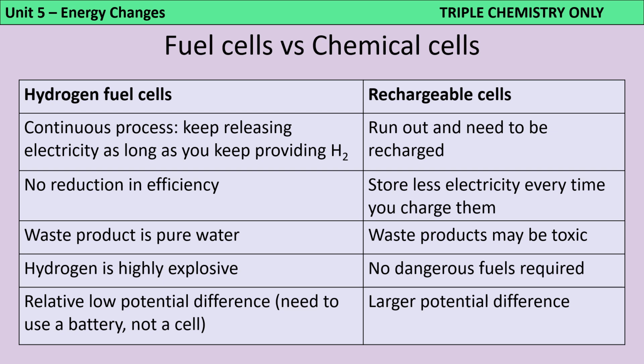Hydrogen fuel cells, the waste product is pure water, but rechargeable cells may have heavy metals in them which may be toxic. That hydrogen is highly explosive, whereas rechargeable cells, the fuels aren't really very dangerous. And hydrogen fuel cells have a relatively low potential difference, so we need to wire several of them together to make a battery, whereas rechargeable cells have a larger potential difference.